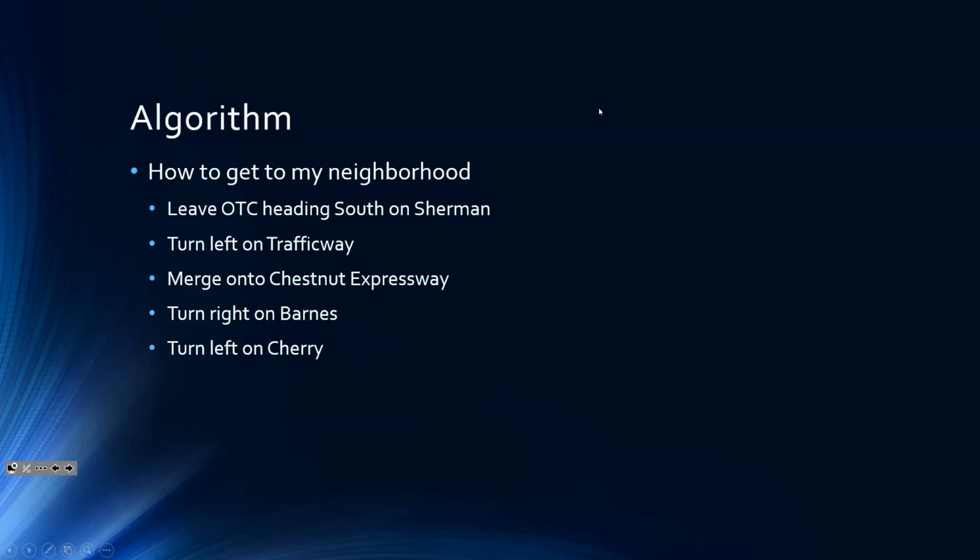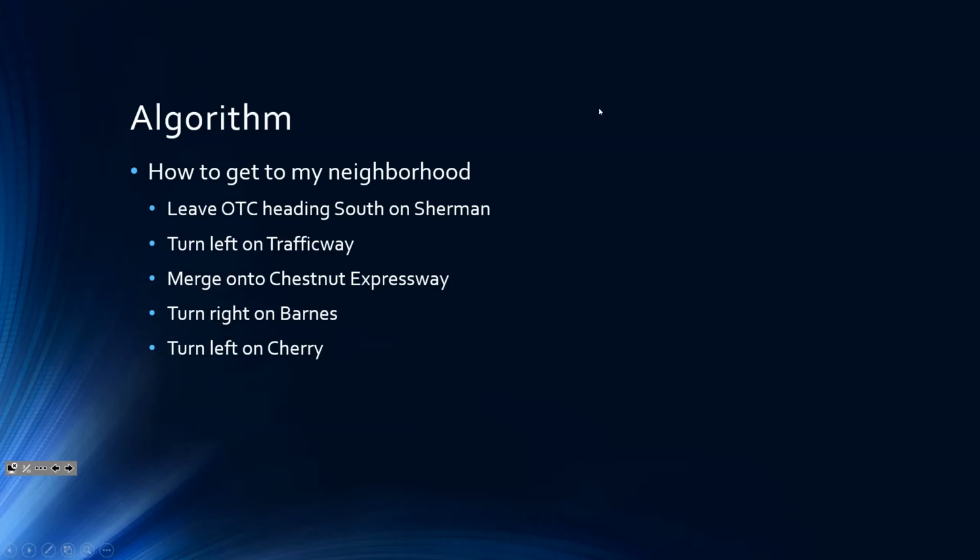So I want you to just take a couple of minutes and work with your group. Work with your group, and I want each of you to kind of explain how you would get from campus to your neighborhood. Now, we're not going to have time for all three of you to explain to all three of the others, but I want you to be thinking about how you would develop this algorithm.